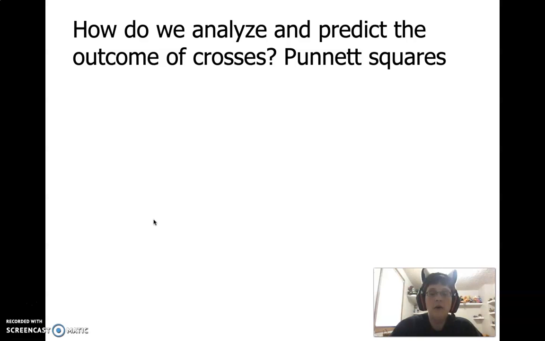So how can we predict, if those giraffes out there are homozygous dominant or heterozygous, or if we know what they are, say we know that one of those giraffes is heterozygous, if we want to breed giraffes together, how do we figure out what they might have as far as offspring? That's when we're going to use Punnett squares.